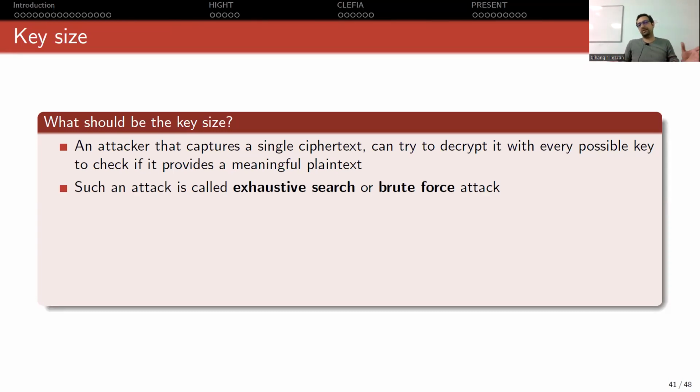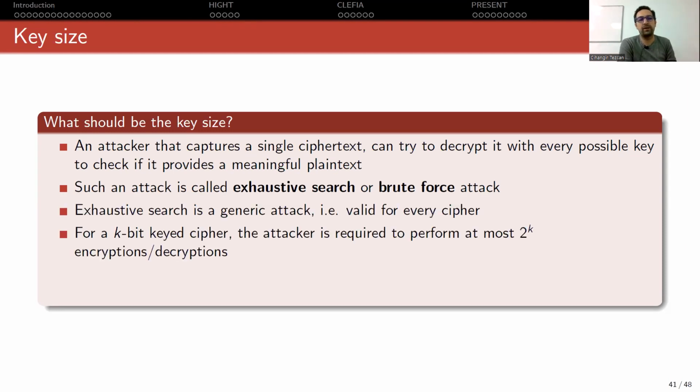All right, in a better scenario, you capture a plaintext block and the corresponding ciphertext block. You encrypt this plaintext block with every possible key and check if the ciphertext you obtain is the same as the one you captured. So exhaustive search is a generic attack. In other words, it is valid for every cipher. Here you are not using any weakness in the cipher. Here you are focusing on the key.